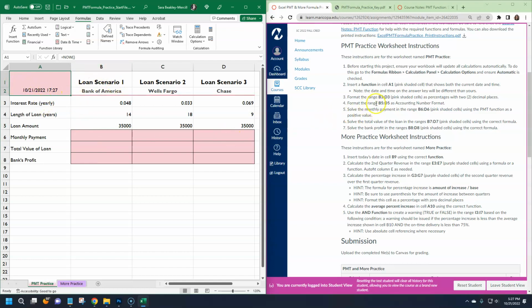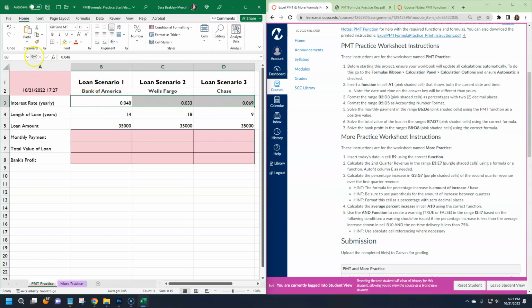All right, the next one says format the range B3 to D3 with pink shaded cells as percentages with 2 decimal places. So let's do a little bit of formatting, and then I'll talk about the PMT function. I want to highlight B3 to D3. I want to convert this to a percentage, so it looks like a percentage with the percent symbol. On the Home ribbon, in the Number panel, I can choose Percentage.